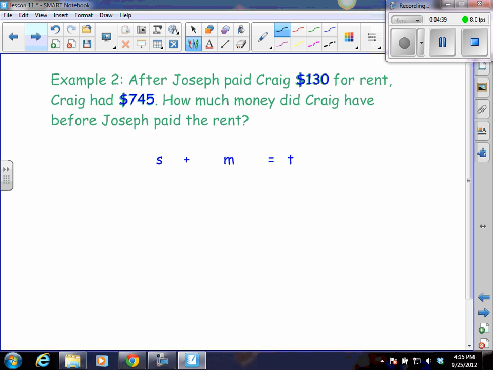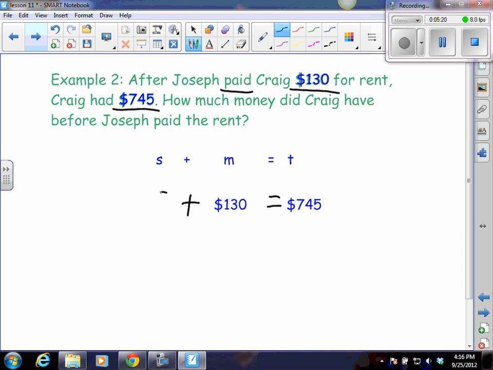The question, though, is where does everything fit in? Where is the sum? Where is the some more? Where is the total? In this case, we're actually going to start here looking at our $745 and realize that that $745 is referring to our total. And so we're looking for something that equals $745. Next, we can take a look at our 130 and see that this was paid to Craig. And so he received this money to add to what he already had. And so we can see that our 130 fits right here.